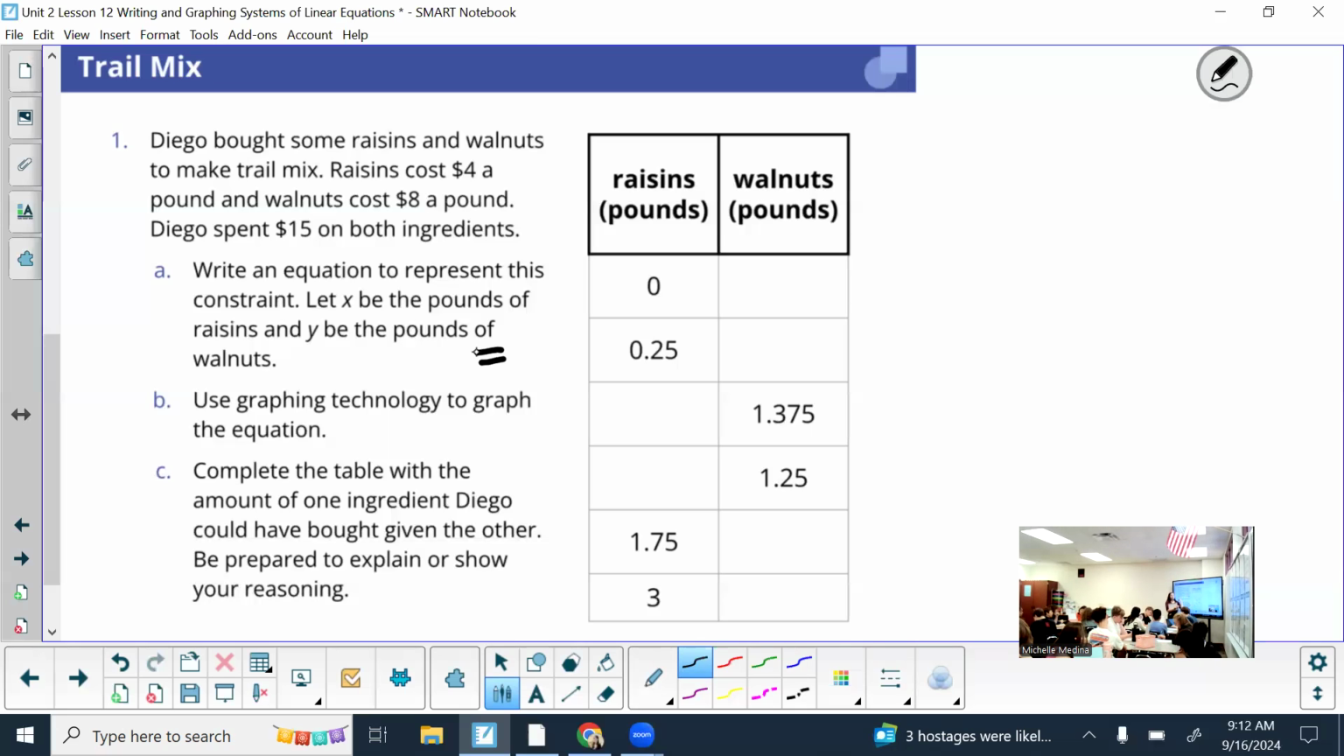So you could plug into the equation you made and solve algebraically. You could try to find the answers from the graph. But either way, the first step is making the equation. And that's how it'll be on your constructed response test too.